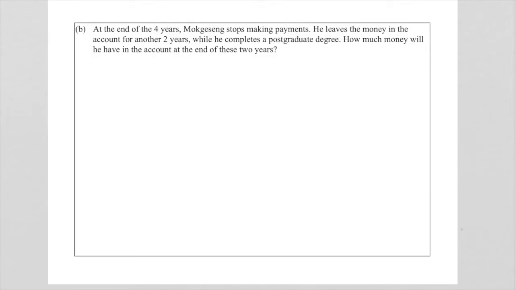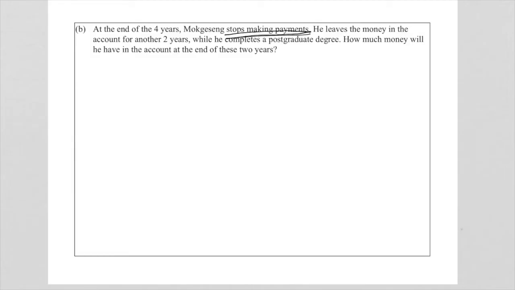In this one, we read that at the end of the 4 years, Hussein stops making payments. He leaves the money in the account for another 2 years while he completes a postgraduate degree. How much money will he have in the account at the end of these 2 years? So what is different in this question? And this is that there are no more payments here. No more payments. So he made all the payments.